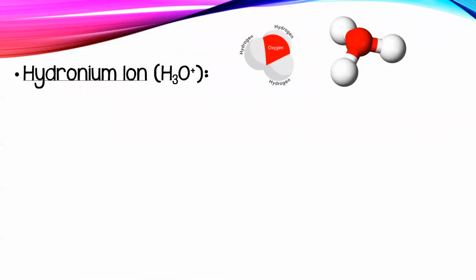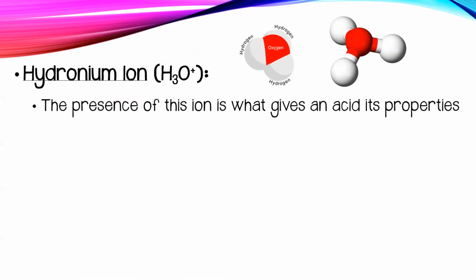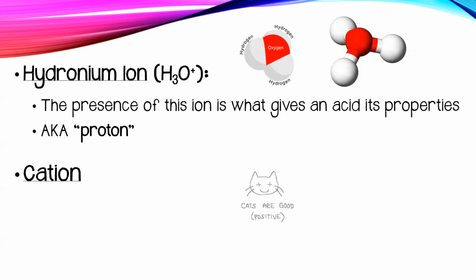So the hydronium ion, which is H3O+, is basically what gives acids their properties. So the presence of that positive ion, a cation, is what makes acidic properties occur. So sometimes you will see that H3O+ can also be called a proton. It's not a subatomic particle proton. It's just referring to the positive charge of it.